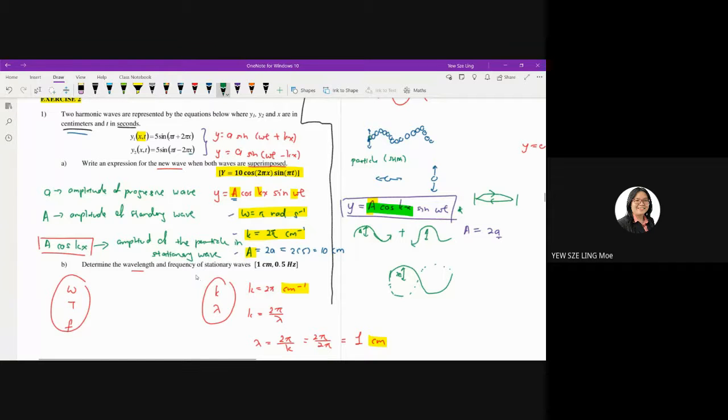Then how about frequency? If you look at this family, the known value that we have is omega. So omega equals pi radian per second. The relationship between omega and f is that omega equals 2 pi f. Rearranging the equation, f equals omega divided by 2 pi, which is pi divided by 2 pi, and therefore you have 0.5 hertz. So that is the answer. And of course, if you don't want to write it as hertz, the unit can also be written as s negative 1.